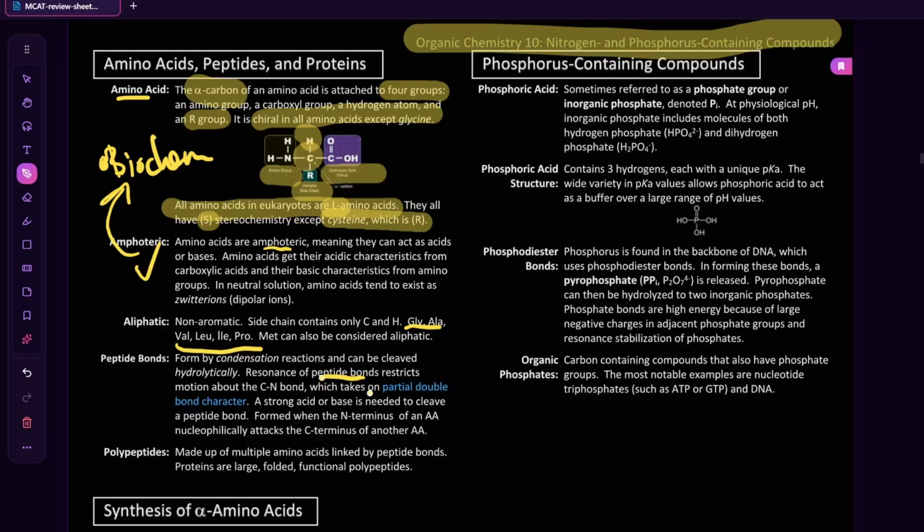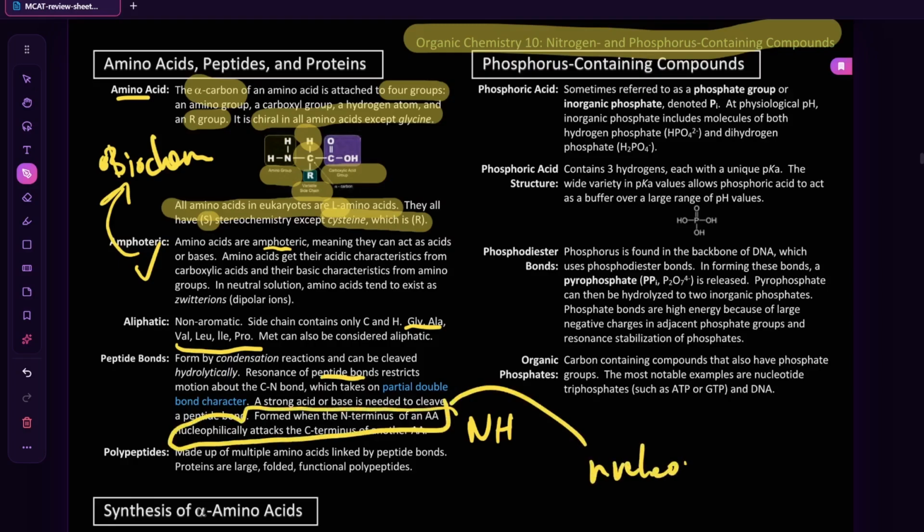The N terminus, the free amine, is the side with the NH, the amine side, with the nitrogen basically. That's why it's called the N side. The N terminus of one amino acid nucleophilically attacks the C terminus, the carbonyl carbon of another. That's the nucleophilic acyl substitution happening one more time, basically.